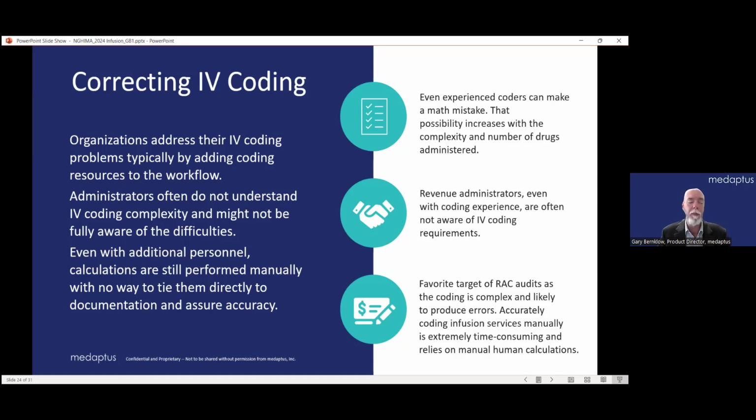And lastly, I'd like to mention that because of the complexity of these codes, and because, as we've seen, virtually every organization seems to have an issue with it, it's a favorite target of RAC auditors. It's so complex, it's easy to produce errors. Doing it manually is so time consuming and relies on human calculations that it's ripe for mistakes. And a lot of organizations are going to address those mistakes by undercoding all the time so they can survive a RAC audit. Again, not ideal, not efficient, and you may be losing out on revenue that you're rightfully entitled to.